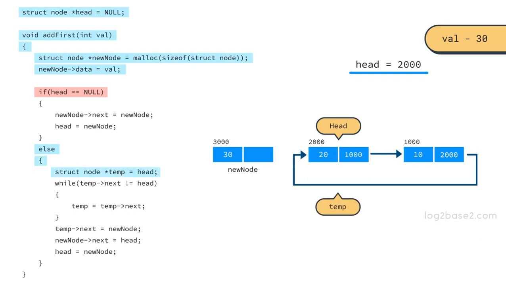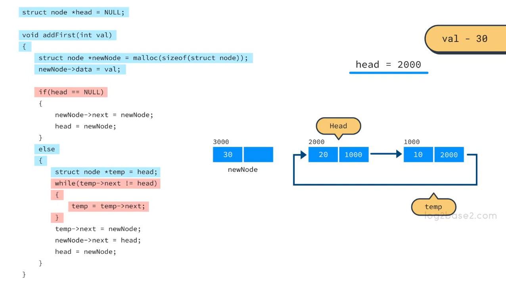We have temp pointing to head, and using a while loop, traverse the list till temp next not equal to head. Here temp equal to 2000 now, and check if temp next not equal to head. It is equal to 1000 and not equal to head, so move temp to the next node. So temp equal to 1000 now. Now check if temp next not equal to head, but it is equal to head, so the condition fails and the loop will terminate. So now we got the last node.